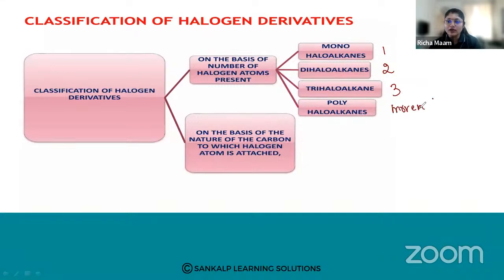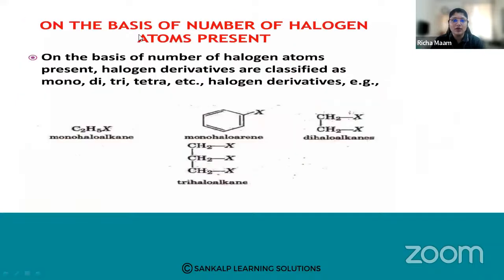Okay, if more than three hydrogen atoms are replaced by halogens in the structure, then they are called polyhaloalkanes. So this is the first classification, based on the number of halogen atoms. So we'll see the example.